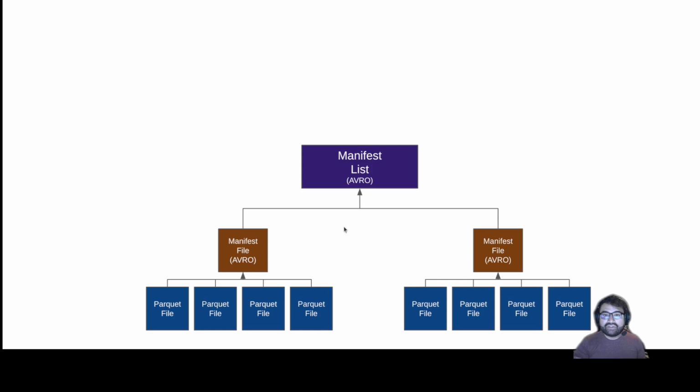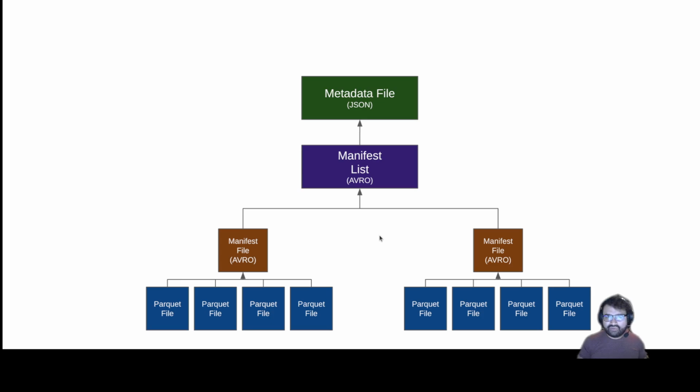And then each manifest list represents one point in time, like one version of the table. But there has to be somewhere where we know all the versions of the table that have existed up to this point, all the different manifest lists from the past. And that's going to be tracked in a metadata file. This is usually referred to as metadata.json, when you look in the actual files.